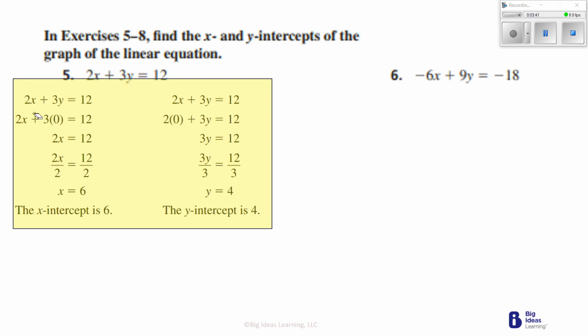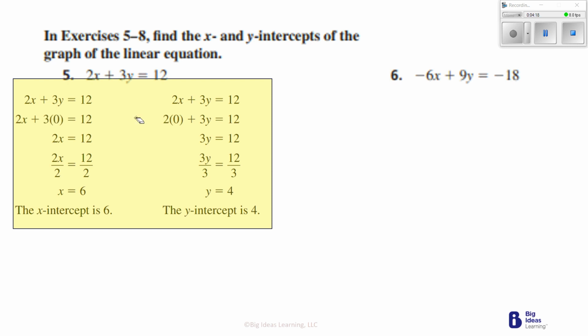Over here they showed that we had to take the y. They showed x plus 3 times 0 would give us 2x equals 12. They did it a different way than Mr. Mendes. They went ahead and put y is 0, and then they divided by 2, and that gave us 12 divided by 2 is 6. X equals 6. And then they put x to 0, which made all the x's go away. And then 3y divided by 3, 12 divided by 3, which is 4. Either way, you could do it.